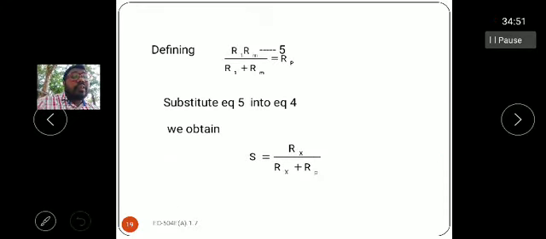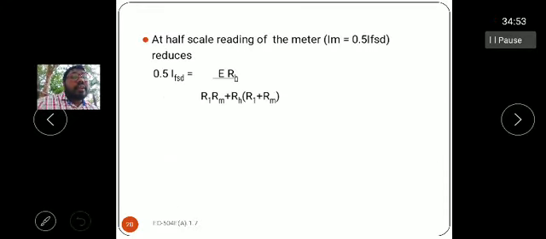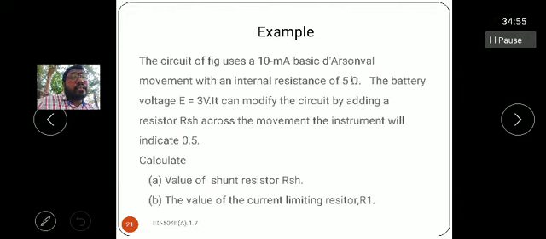Here we are taking one small example related to this particular measurement. The circuit of the figure uses a 0 to 10 milliamps basic D'Arsonval movement with an internal resistance of 5 ohms. The battery voltage E is equal to 3 volts. We can modify the circuit by adding a resistance RSH across the movement. The instrument will indicate 0.5.